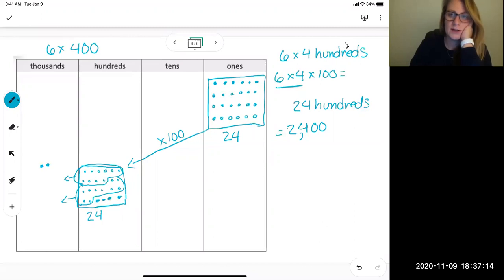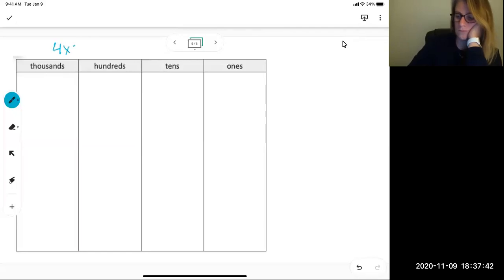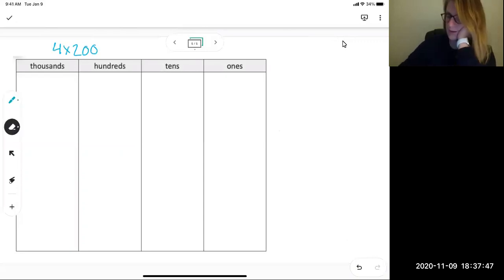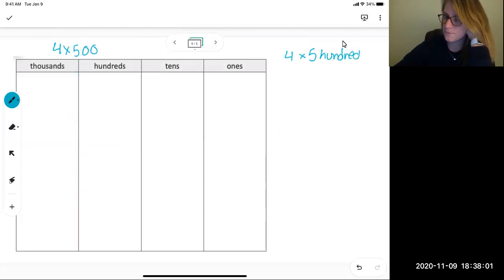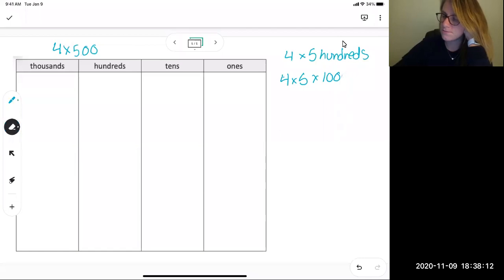Let's do one last problem. Okay, nope, I lied. Let's do 4 times 500. So think about how we broke apart our number earlier, or decomposed it. We had our 4 times 5 hundreds, and that's going to be 4 times 5 times 100. Oops, that's 100. Okay, so we're going to start with 4 times 5.